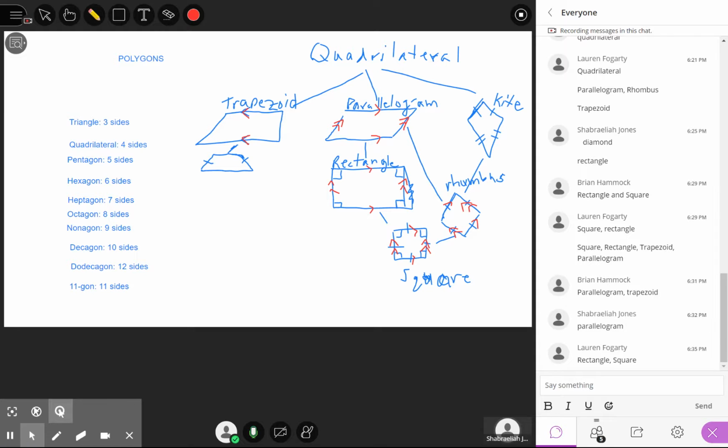So opposite angles are congruent in the rectangles and squares, because in those you've got all 90-degree angles, but also in your parallelograms and your rhombuses, you have opposite angles that are congruent.